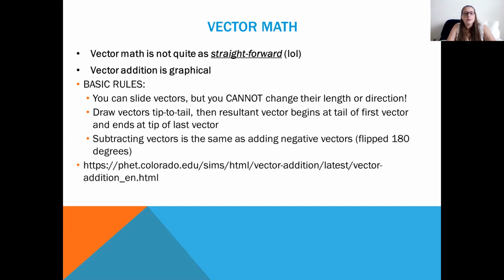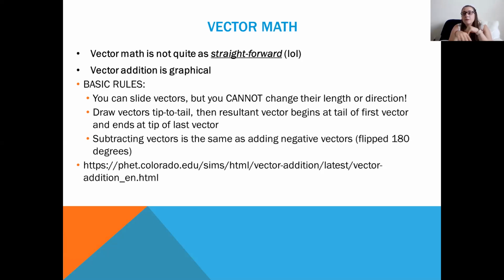When we draw vectors and add them together, we draw them tip to tail. So remember, visualize an arrow in your mind. We have the tip of the arrow, which is the point of the arrowhead. And then we have the tail of the arrow, which is the farthest point away from the tip.